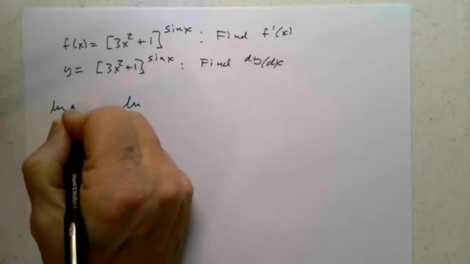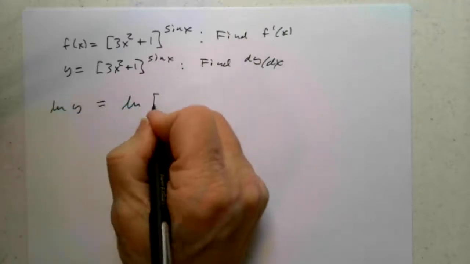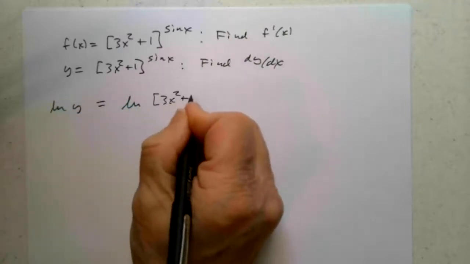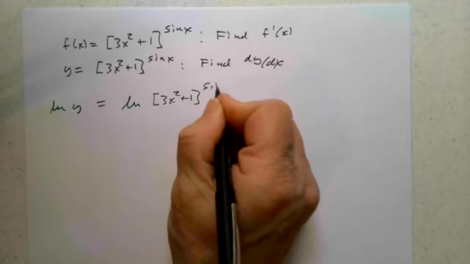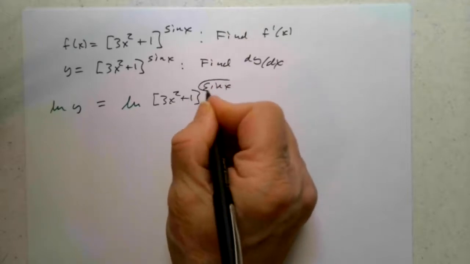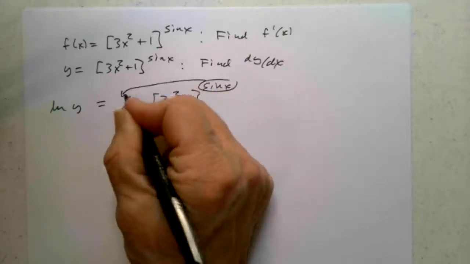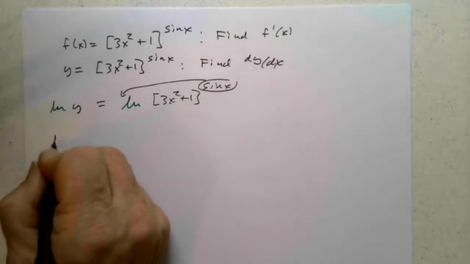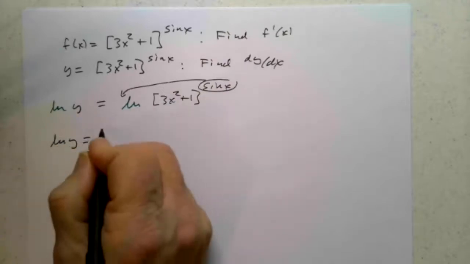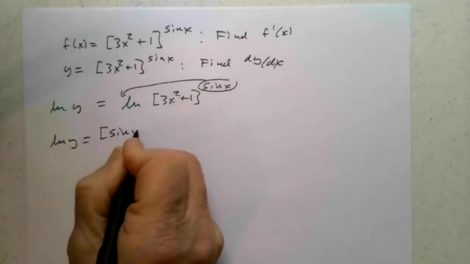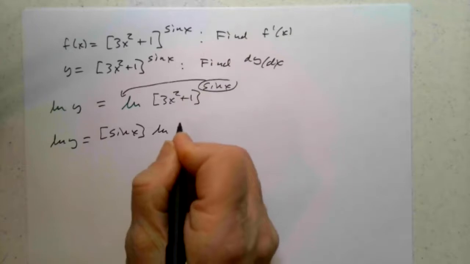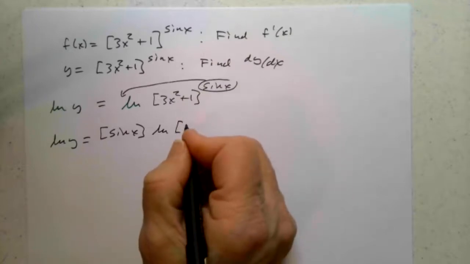So natural log of y equals the natural log of (3x squared plus 1) raised to the sine x power. And of course, the exponent can come down in front of the log operator. So we have natural log y equals sine x times natural log of 3x squared plus 1.